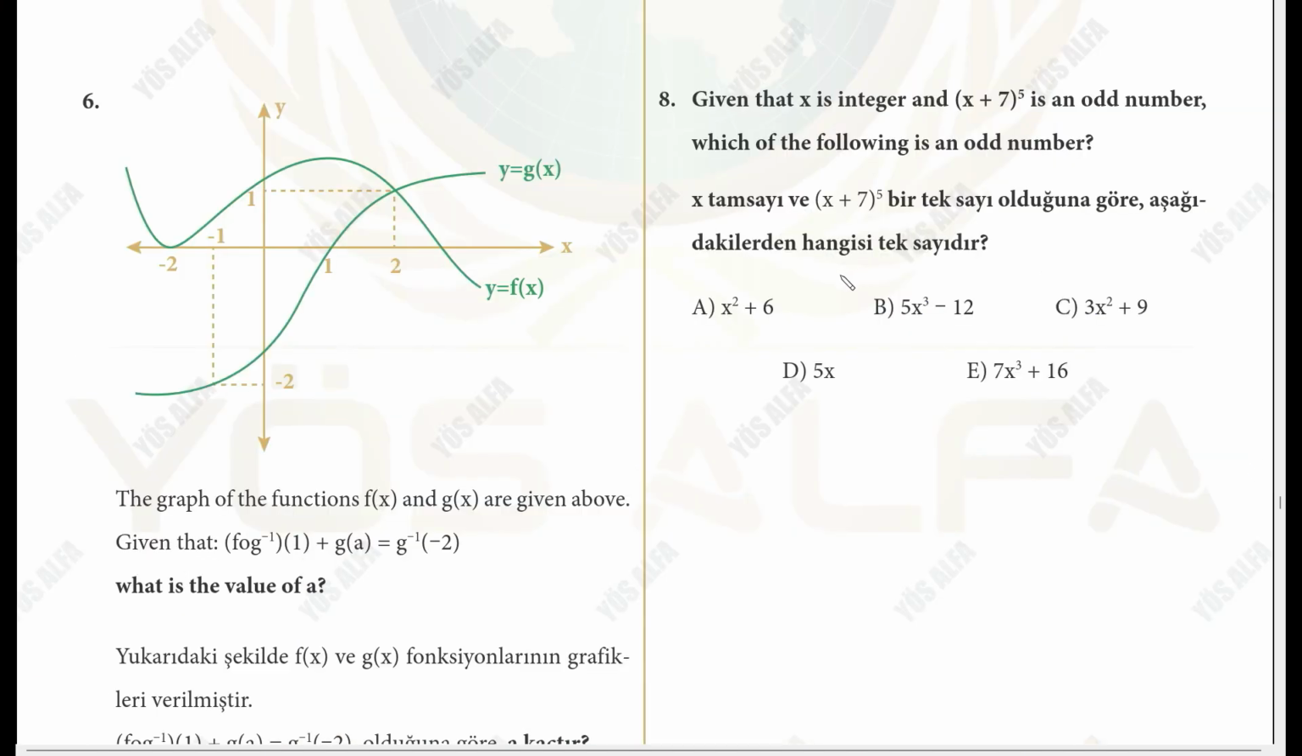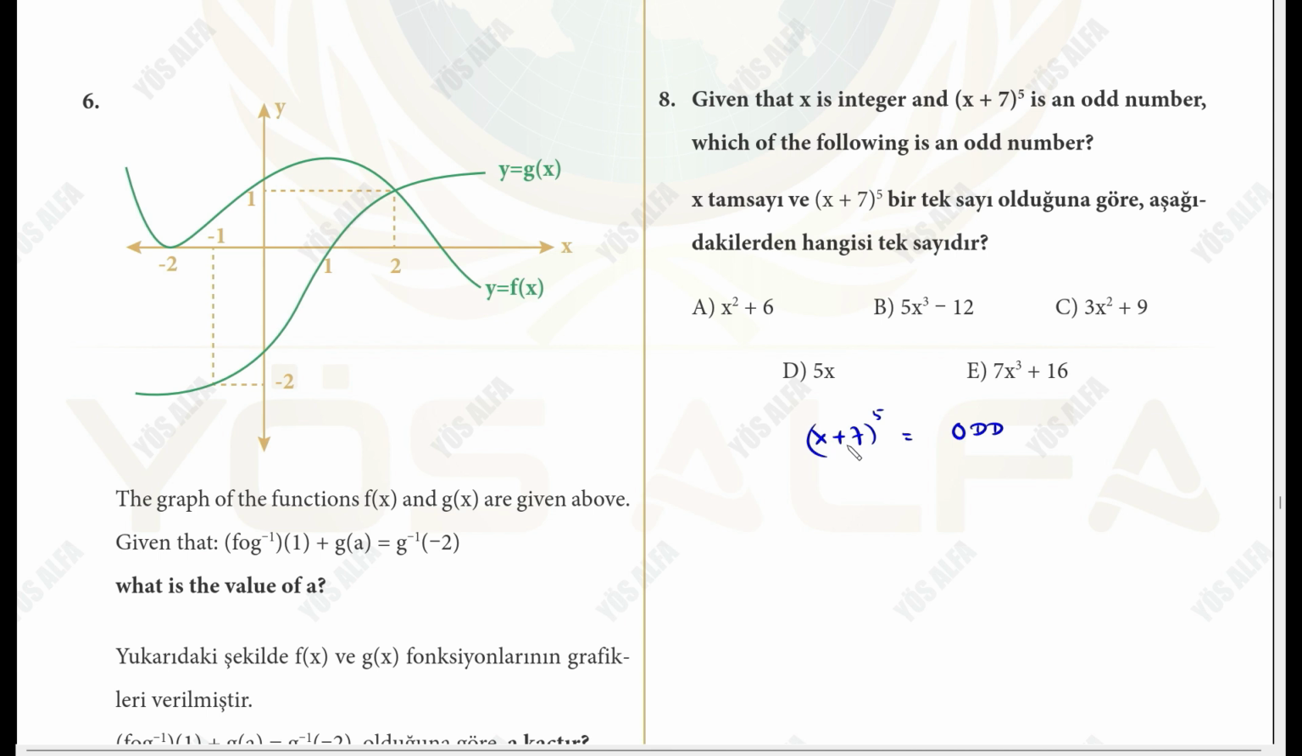Given that x is an integer and (x plus 7) to the power 5 is an odd number, which of the following is an odd number? So (x plus 7) to the power 5 is odd. It's given. So we know that an odd number raised to any power is also an odd number, and an even number raised to any power is also an even number.